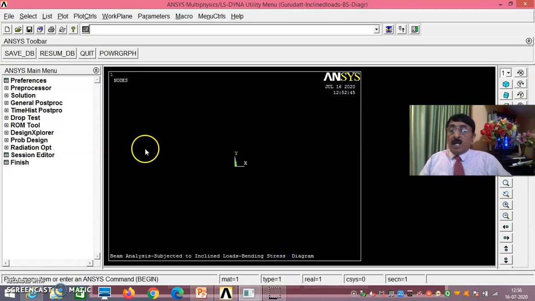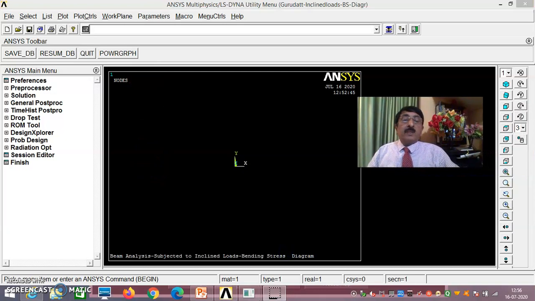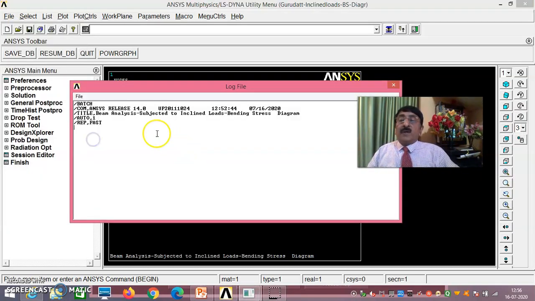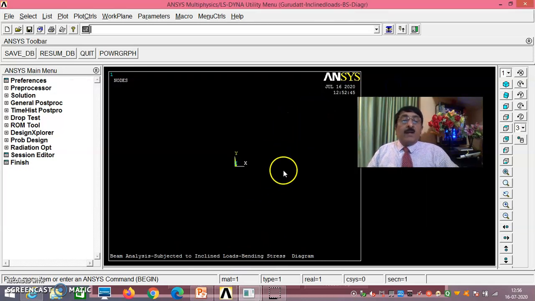See here, I have got everything now. I have created a new log file. Nothing is there except for the title, subjected to inclined loads, bending stress diagram. This is what I just included. It's a fresh log file. Everything will be created in this.